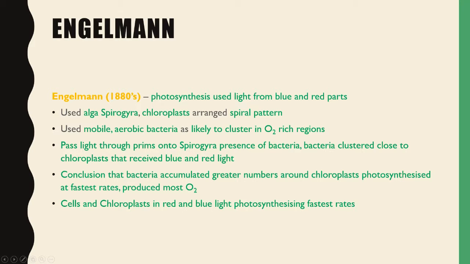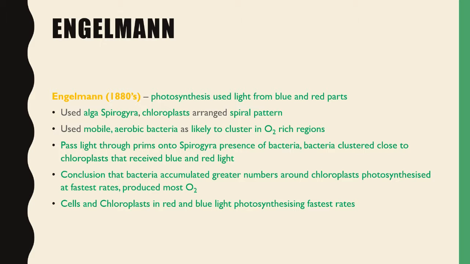So you have Engelmann, who was around in the 1880s, and he wanted to find out how photosynthesis used light from the blue and red parts of the absorption spectrum. So he used this alga called Spirogyra, which has chloroplasts arranged in a spiral pattern. He then used motile aerobic bacteria, as they were likely to cluster in oxygen-rich regions. So he passed the light through a prism onto the Spirogyra in the presence of this aerobic bacteria. This bacteria then clustered very close to the chloroplasts in the Spirogyra that received blue and red light.